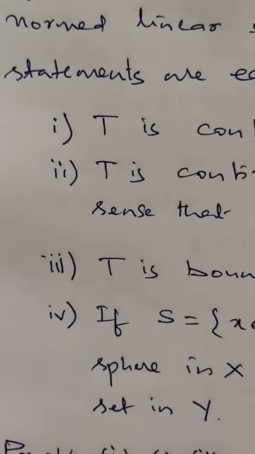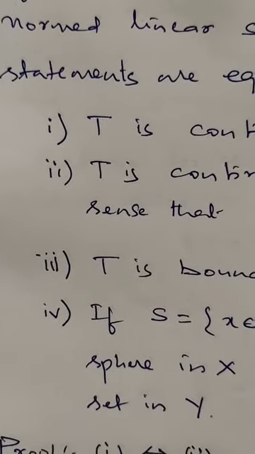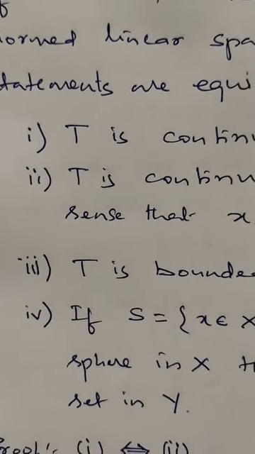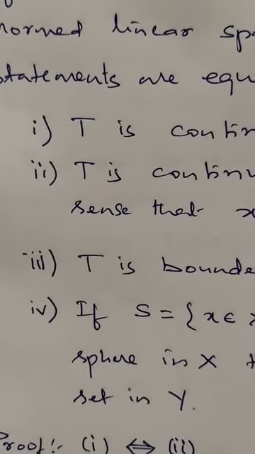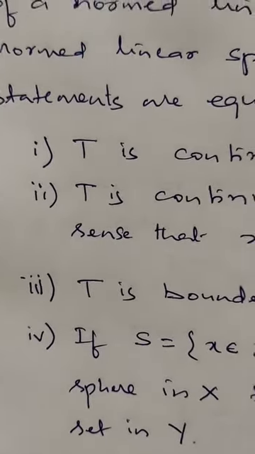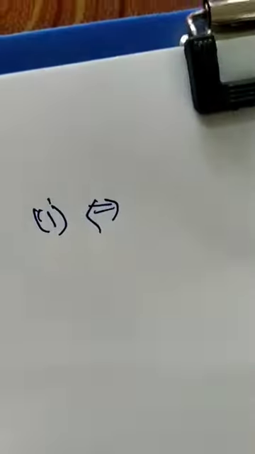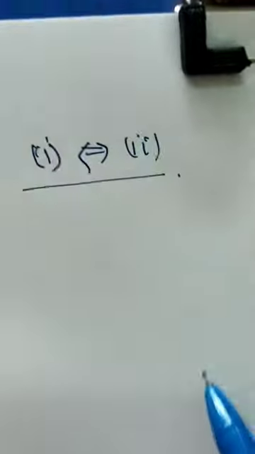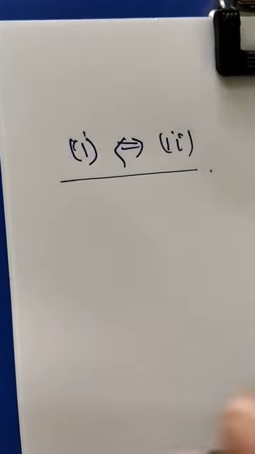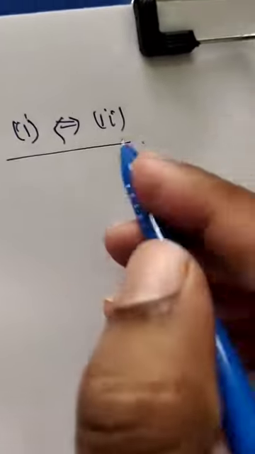The way of proving this is that we can show 1 implies 2, 2 implies 3, 3 implies 4, 4 implies 1. In other words, 1 if and only if 2, 2 if and only if 3, 3 if and only if 4. I will use this latter condition. Say 1 if and only if 2. So I will assume 1 and prove 2.